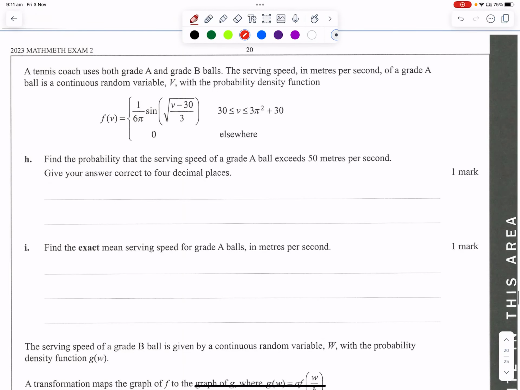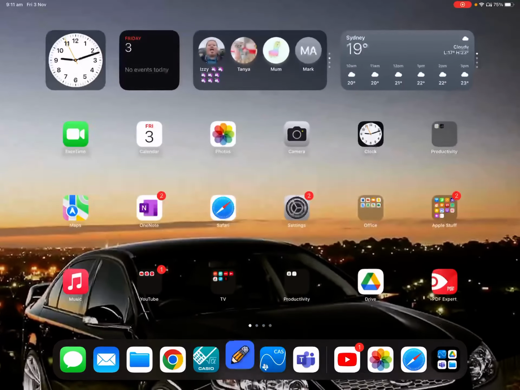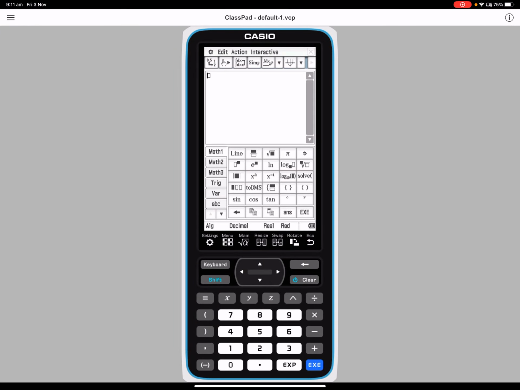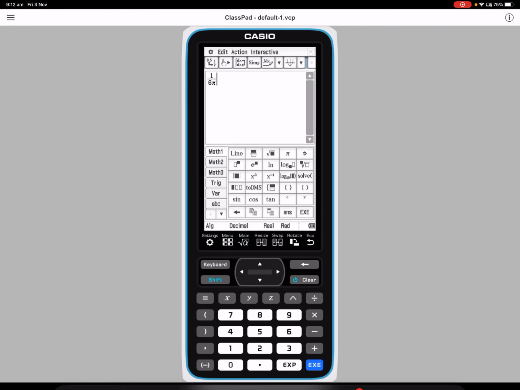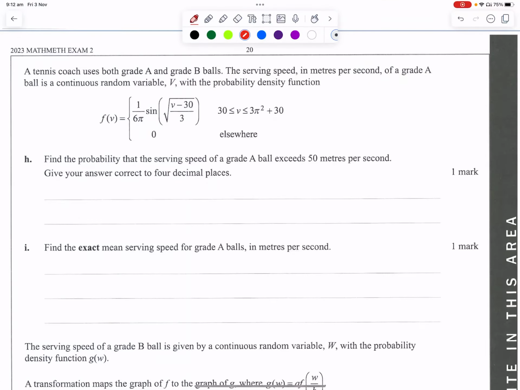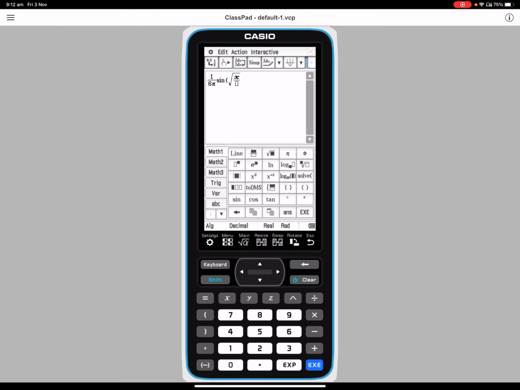Okay. A tennis serve, the serving speed in meters per second of A grade tennis balls, is a continuous random variable. Find the probability serving speed exceeds 50 meters per second. Okay, what's this function? 1 over 6 pi, sine, square root, x minus 30 on 3.